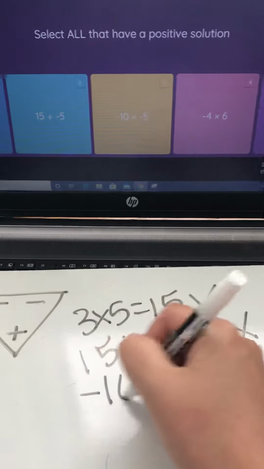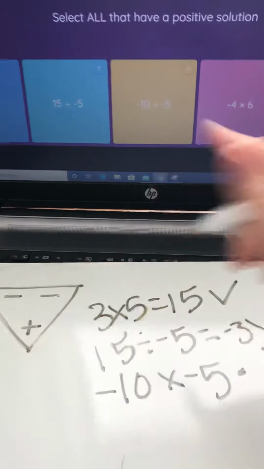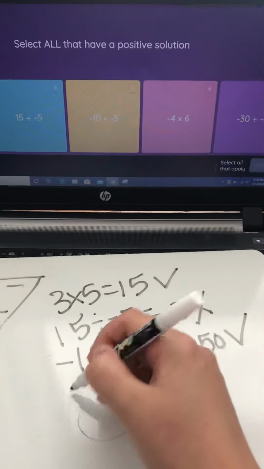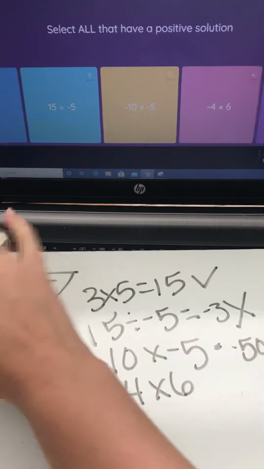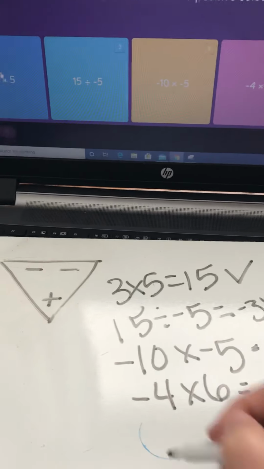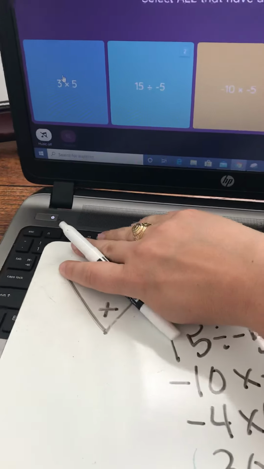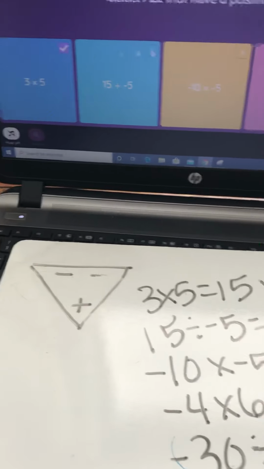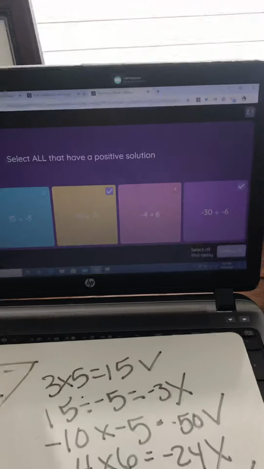The next one, negative 10 times negative 5. When we have two negatives, we're going to get a positive answer, which would be 50, and that checks off. Negative 4 times 6. Negative and a positive, my answer would be negative 24, does not work. And then negative 30 divided by negative 6, again, negative divided by negative gets us a positive 5, and so that one works as well. So the first one, the third one, and the fifth one. Submit.